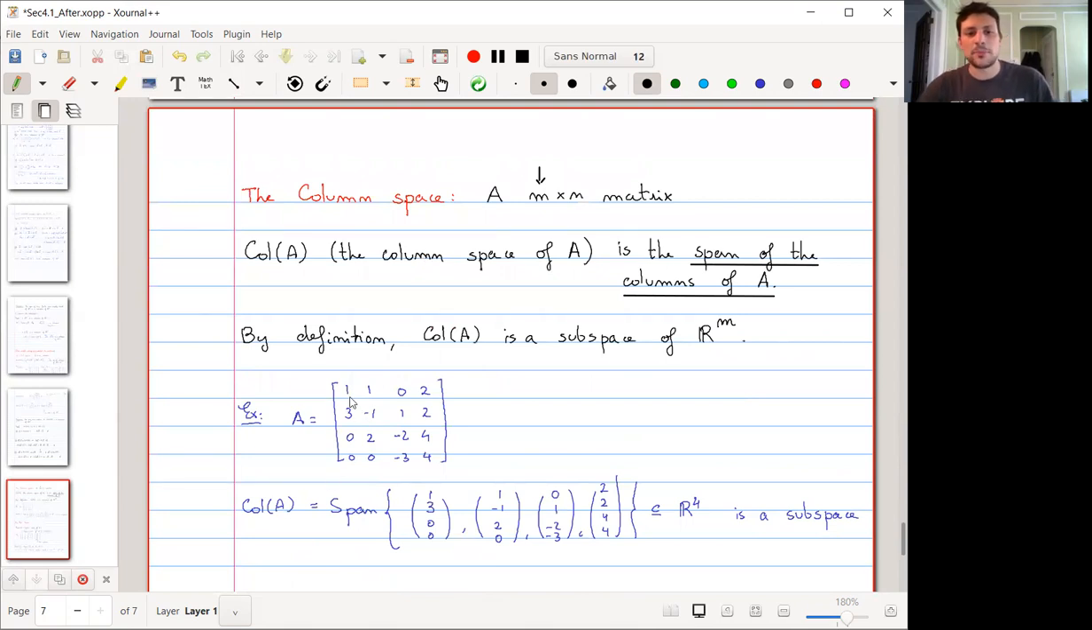Here's just a little example. If this is the matrix A, then the column space of A is defined as the span of the vectors that make up the columns of A. 1, 3, 0, 0, 1, minus 1, 2, 0, 0, 1, minus 2, 3, and 2, 2, 4, 4.